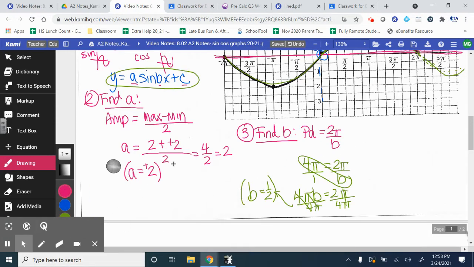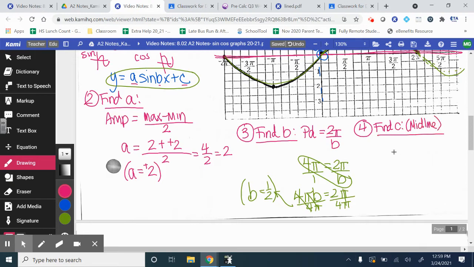Next, I found A, I found B, now I need to find C. So find C, that's my midline. To find our midline, we're going to take our maximum plus our minimum. We're finding the average over 2. Here we're taking our maximum, which again was 2. Our minimum was -2, which is 0 over 2. 0 divided by 2 is 0. So we know that C is equal to 0.